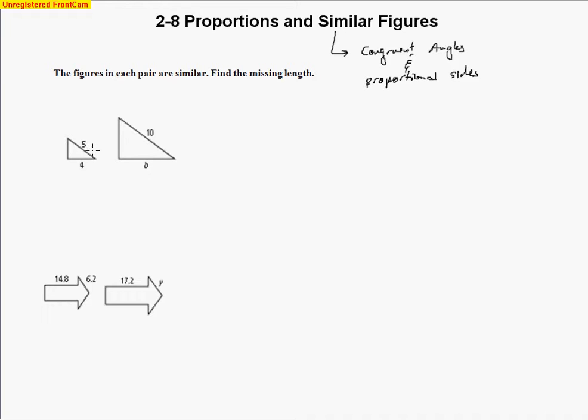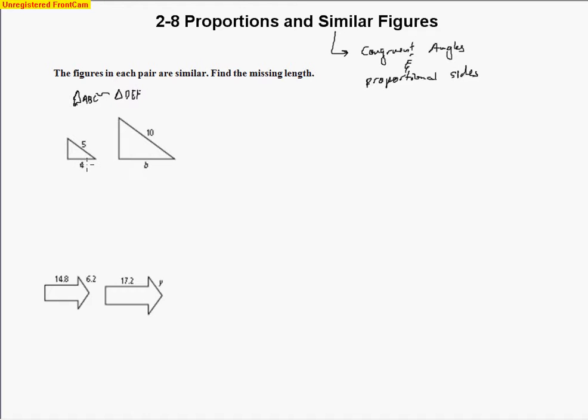So these two are similar, and there's a little symbol they use for similar, and what I can do is I can use this right here. It's a little tilde, and it just means that this triangle is similar to this triangle. And so we can say triangle ABC is similar to triangle DEF.